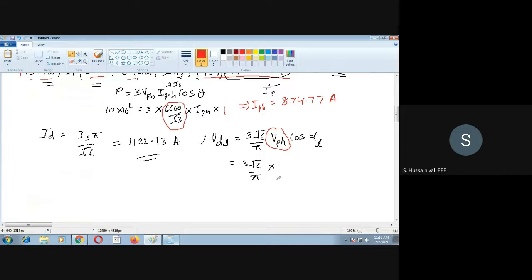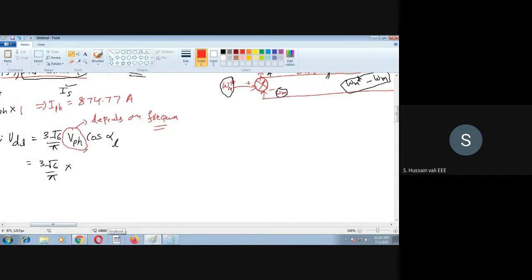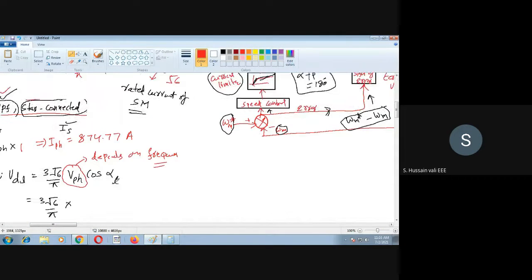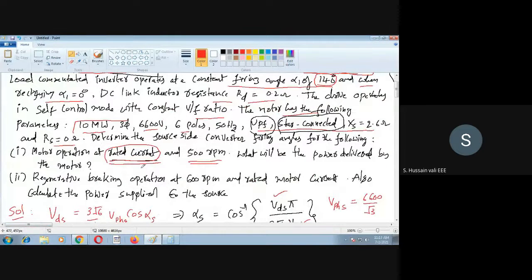You know very well this phase voltage depends on frequency. When it depends upon the frequency, then we need to know the frequency of the synchronous motor, because this is the load side. This is the load side phase voltage you have to find out, not the source side. Source side is directly 6600 by root 3, but this is the load side you are finding out. Then you need some more data.